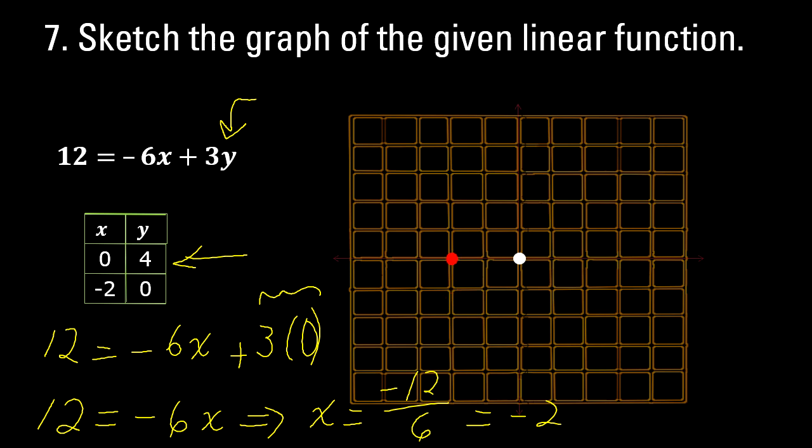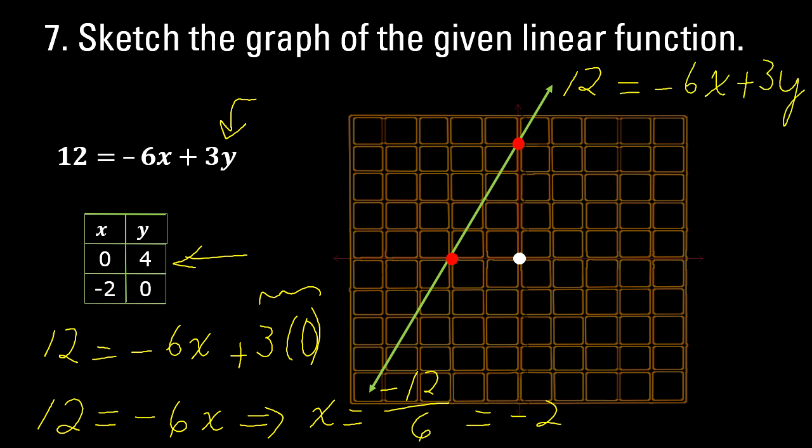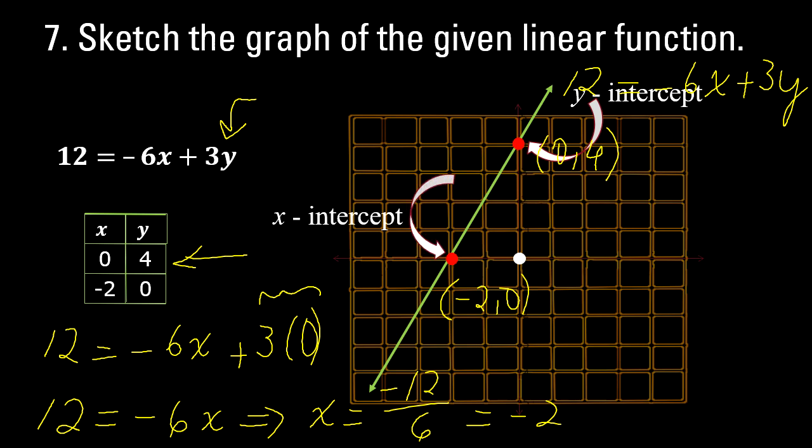So this is (-2, 0), and this one (0, 4). Join them, and that's my line. So that's 12 equal negative 6x plus 3y. Again, this one is (0, 4), and this is my y-intercept, and this one is (-2, 0). So my y-intercept and my x-intercept.